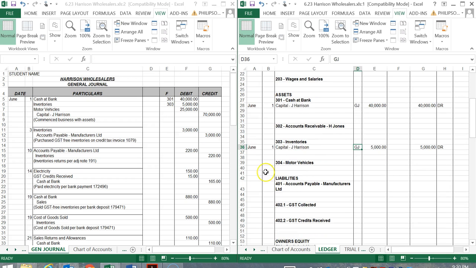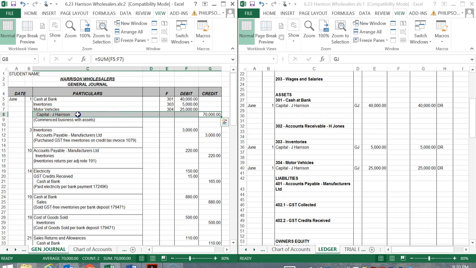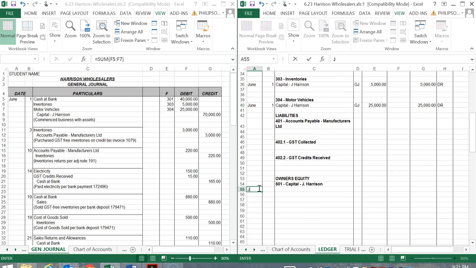And motor vehicles, $25,000 debit to the motor vehicles account. Again, our particulars come from the credit side of the journal entry. Folio. And then $70,000 credit to the capital account. And down here, June 1st, $70,000.